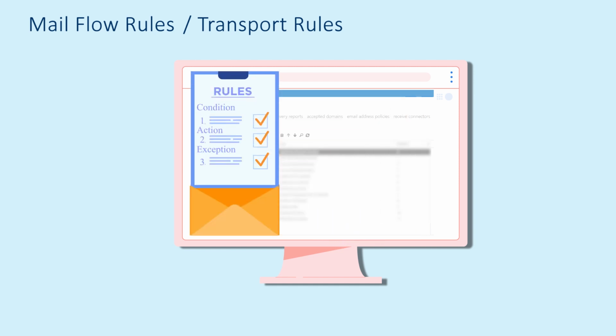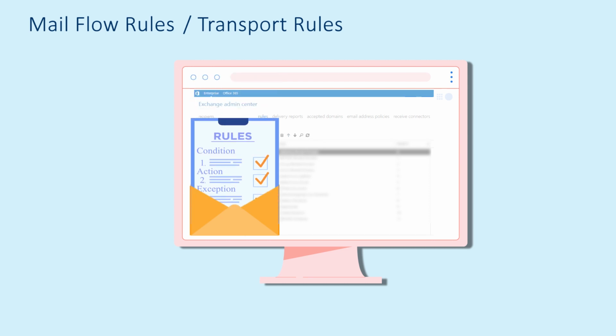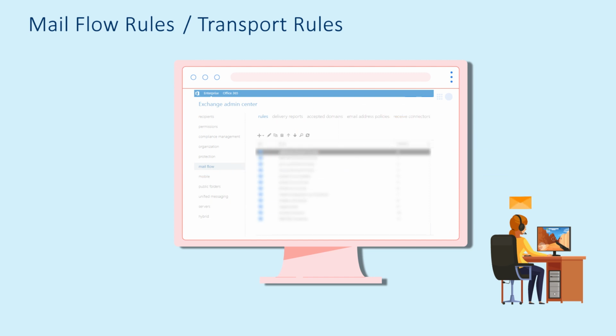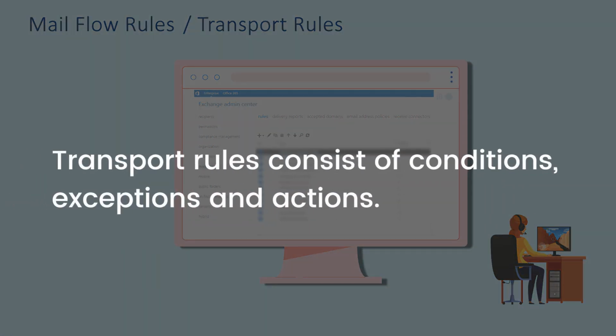Mailflow rules are like inbox rules that are available in Outlook, except they take action on messages while they're in transit and not after they are delivered to the mailbox. Transport rules consist of conditions, exceptions, and actions.